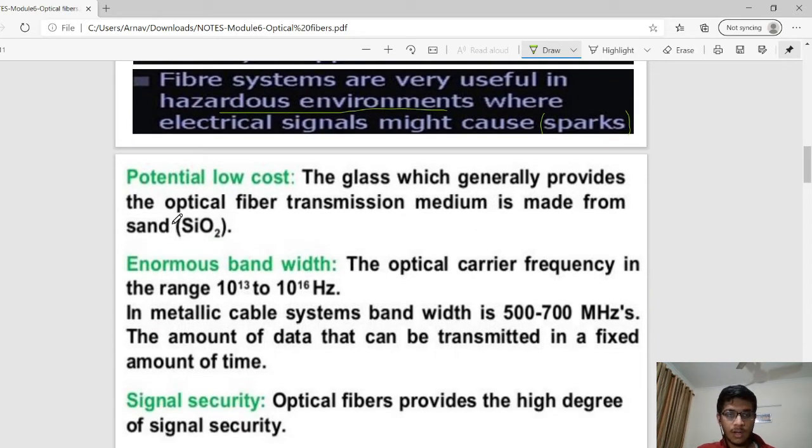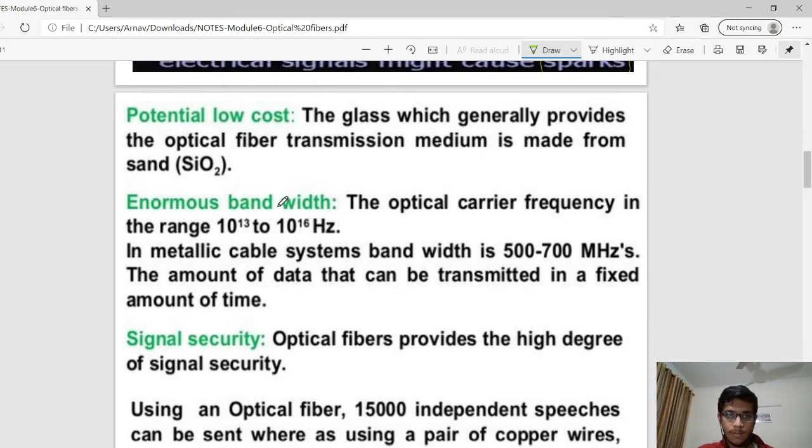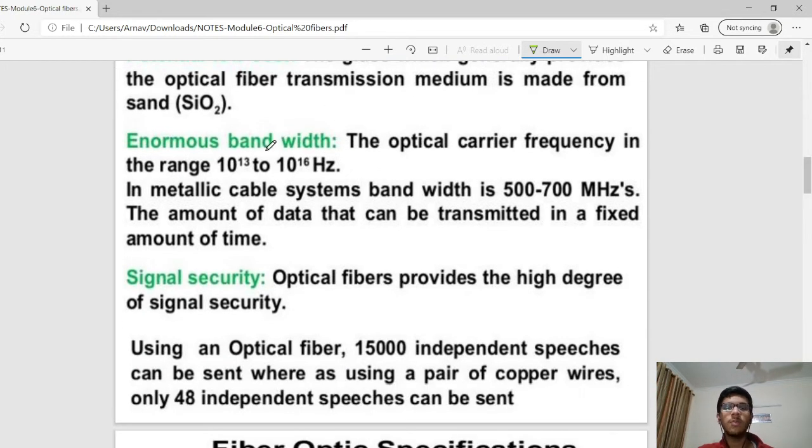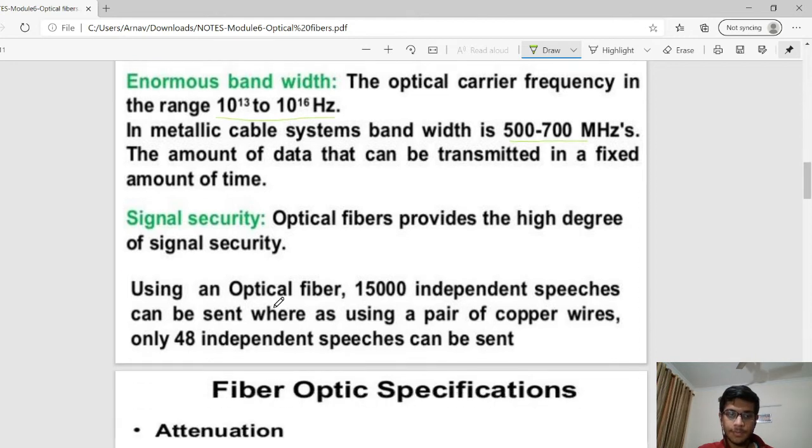Then moving to other advantages, its potential low cost. The glass which generally provides the optical fiber transmission medium is made from sand, which is easily available. It has enormous bandwidth. The optical carrier frequency is in the range of 10 to the power 13 to 10 to the power 16 Hz. In metallic cable systems, bandwidth is 500 to 700 megahertz, the amount of data that can be transmitted in a fixed amount of time. Signal security also: optical fibers provide a high degree of signal security.